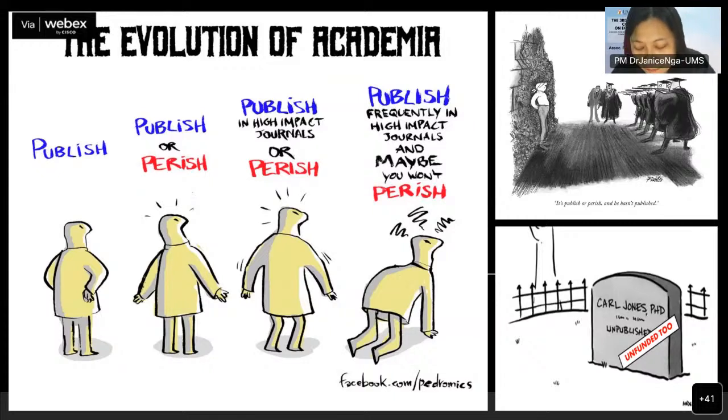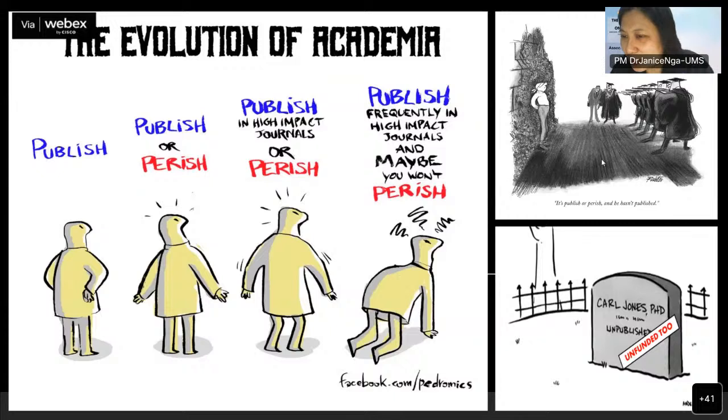So the rule is just do it, okay? Like Nike, just do it, just start. Right, so here there is the evolution of academia. On the left side, publish. Then you come to publish or perish. You don't publish, you die, okay? Publish in high impact journals or perish. Then publish frequently in high impact journals and maybe you won't perish.